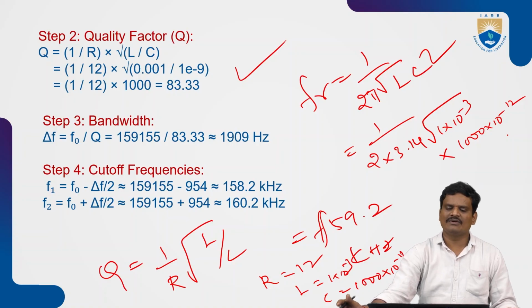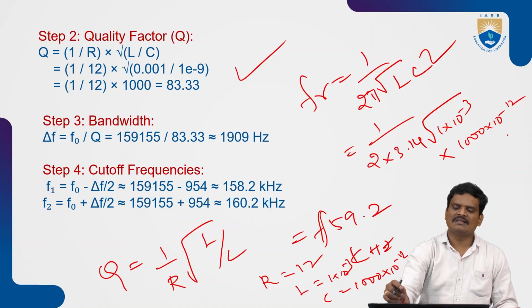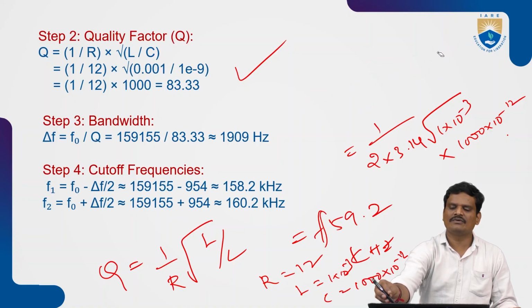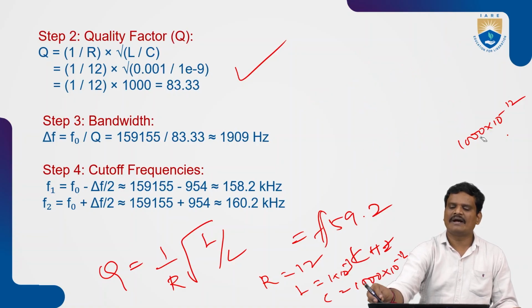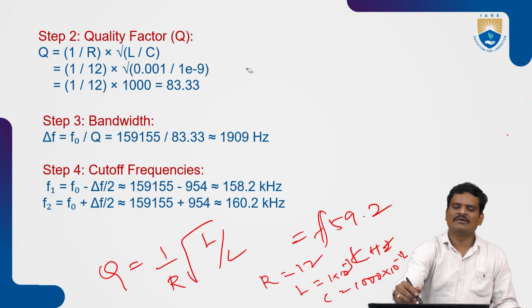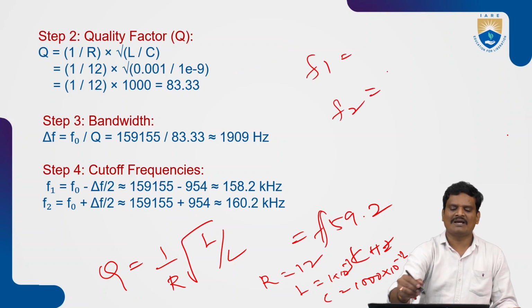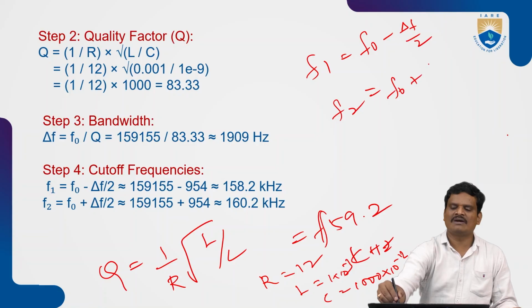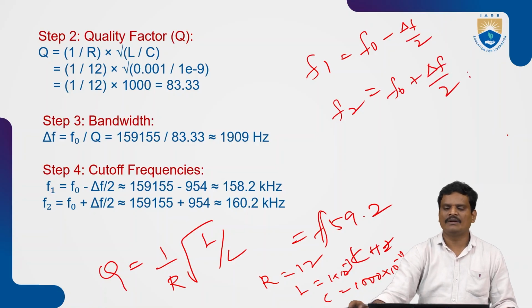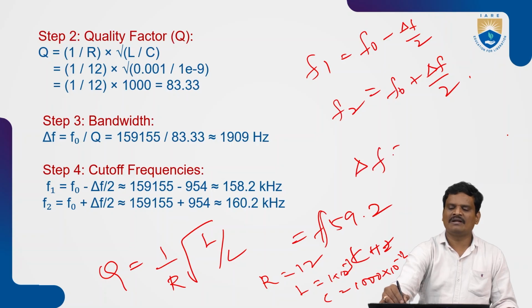Now you need to calculate the cutoff frequencies, right? You need to calculate the value of F1 and also the value of F2. The formula to calculate the value of F1 is F0 minus delta F by 2, and the formula to calculate the value of F2 is F0 plus delta F by 2. And you need to calculate the value of delta F here.